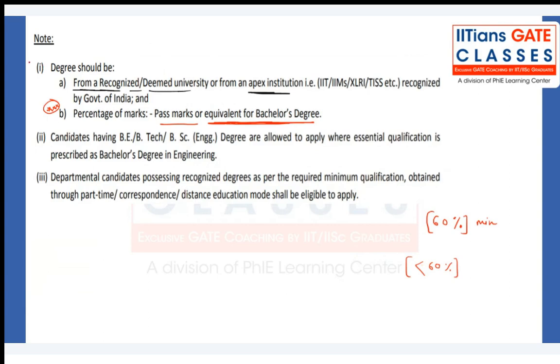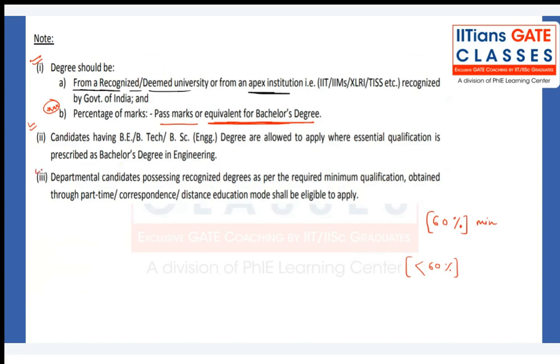This is the first point. Now, second point, guys: candidates having BE, BTech, BSc are allowed to apply where the essential qualification is prescribed as bachelor's degree in engineering, guys. I already mentioned, either you should have a BTech or BSc in physics and mathematics. In BTech and BE, they should have physics and mathematics as subjects in the first semester.